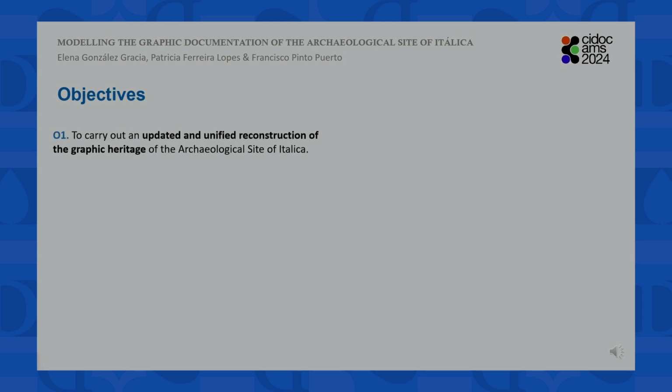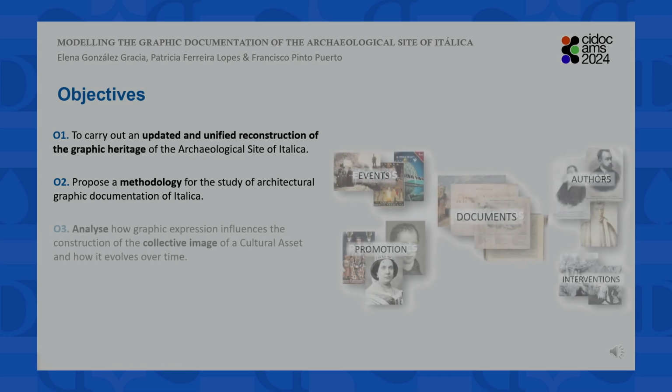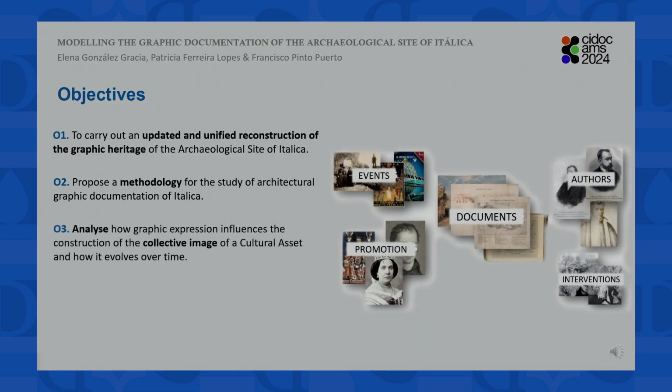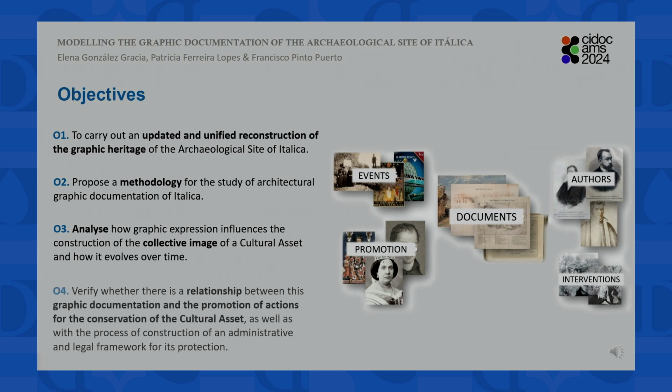The objectives of the project are to carry out an update and unified reconstruction of the graphic heritage of the archaeological site of Italica, propose a methodology for the study of the graphic documentation, architectural graphic documentation, analyze how graphic expression influences the construction of the collective imagery of a cultural asset and how it evolves over time, verify whether there is a relationship between the graphic documentation and the promotion of actions for the conservation of the cultural asset, as well as with the process of construction of an administrative and legal framework for its protection.